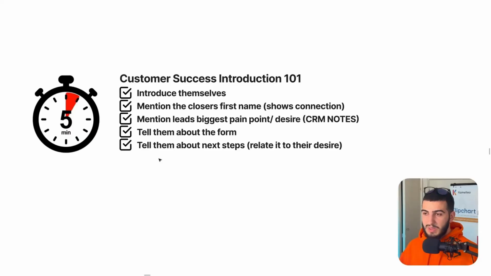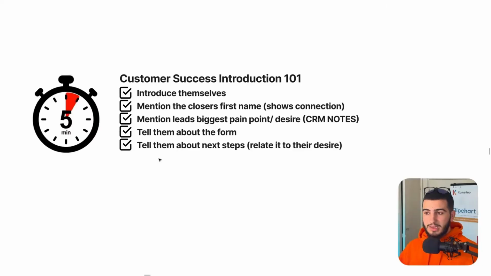You want the customer success manager to mention the lead's biggest pain point and desire, which they mentioned on the sales call, which your closer should have written in the CRM. Tell them about the form that they need to complete, but more specifically, tell them about the next steps and link it back to that desire as to why they signed on in the first place.